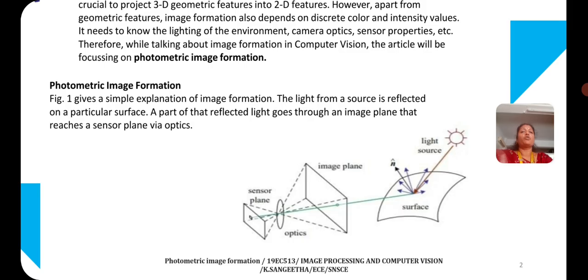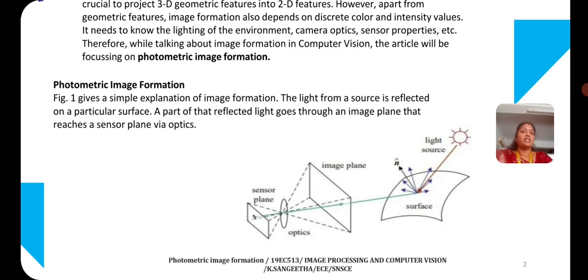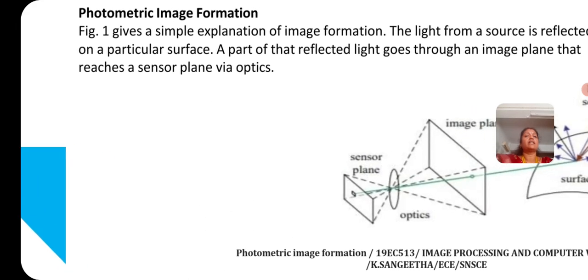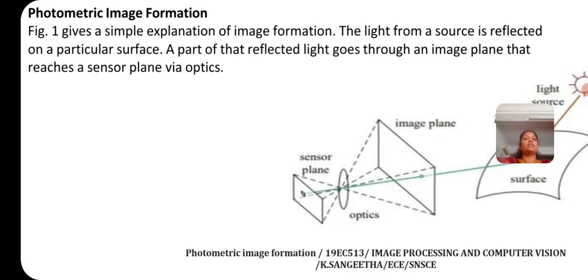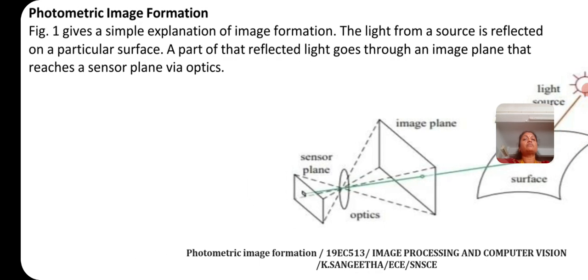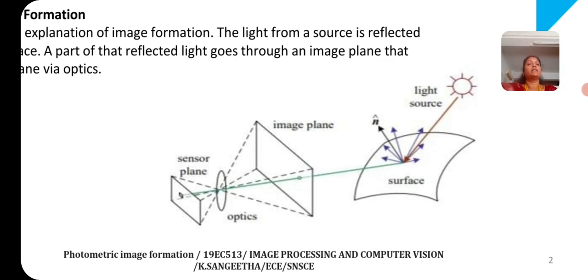In this figure, it gives a simple explanation of photometric image formation. The light from the source is reflected on a particular surface. A part of the reflected light goes through an image plane and reaches a sensor plane via optics. That is, the light source is the sun, and it hits the surface and is reflected to the objects.